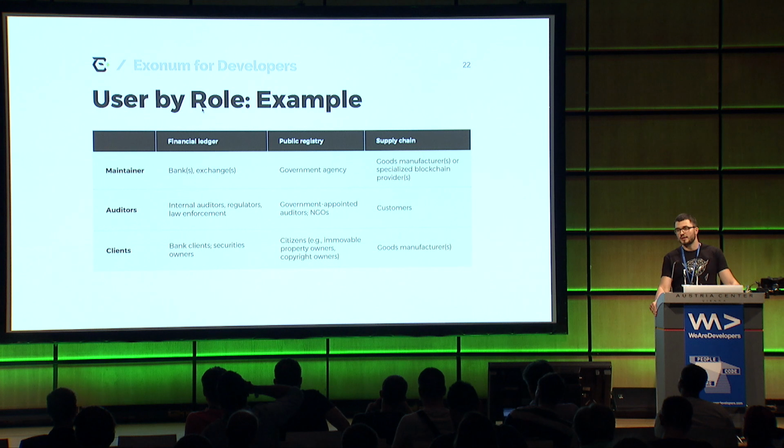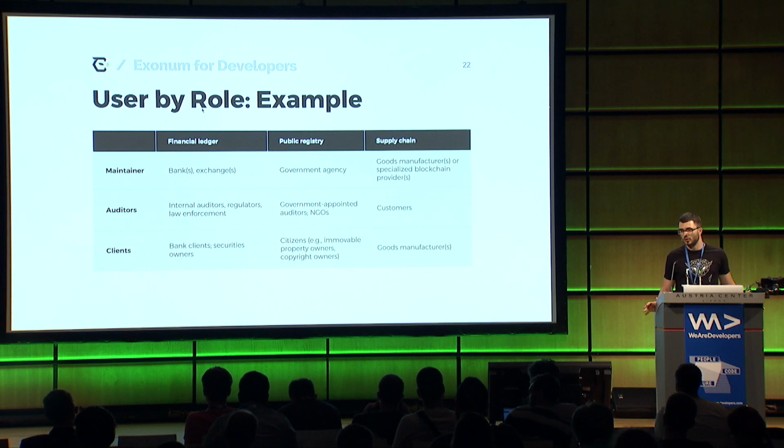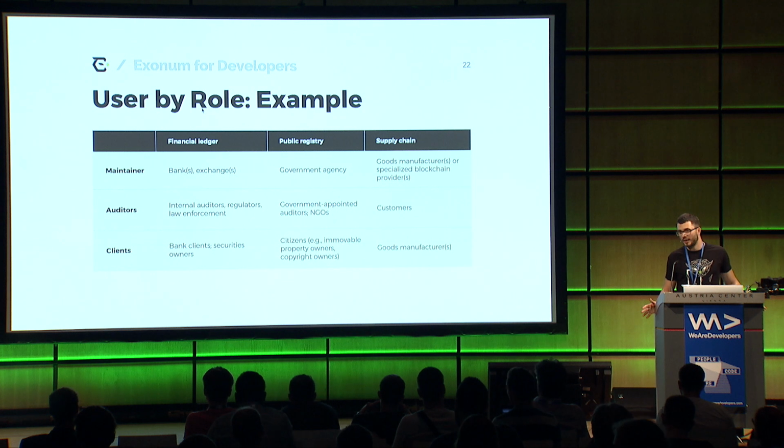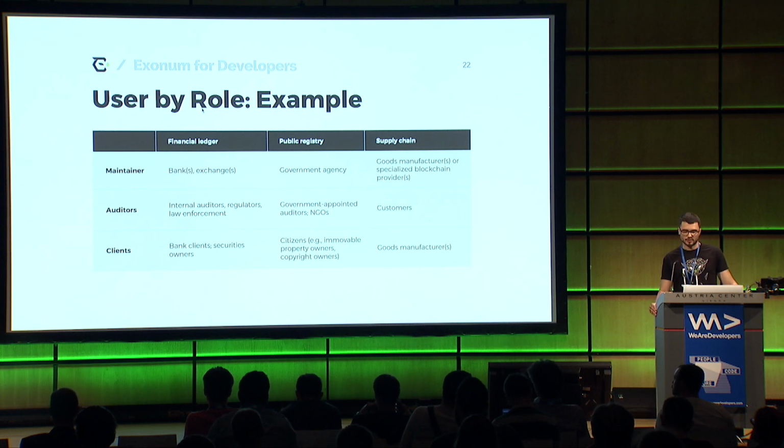Well, as for some examples in different fields, let's talk about financial ledger. In a role of maintainers, we may get banks or some exchange platforms that want to provide service based on blockchain technology. As auditors for this field, we may get some government organizations that control banks and exchanges. And as a client, we are getting bank clients who use banks' systems, banks' websites, and so on.